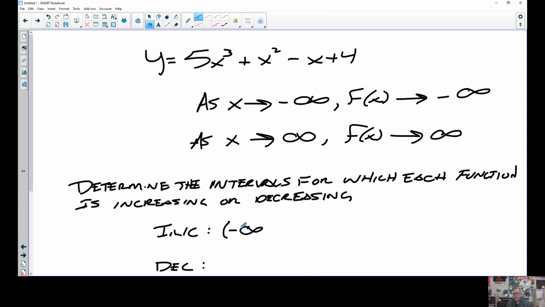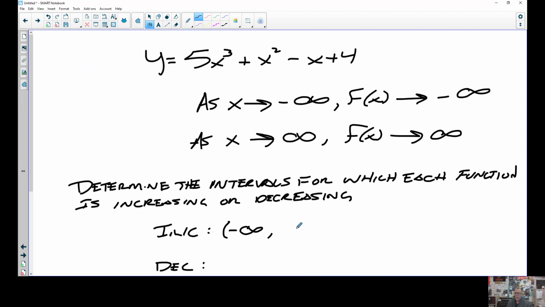I put a parenthesis here because we can never reach negative infinity. It would be a bracket if it includes the endpoint. We're not including the endpoint, so we put a parenthesis. All right, and this is easier than writing. I'll show you what this means in another way.